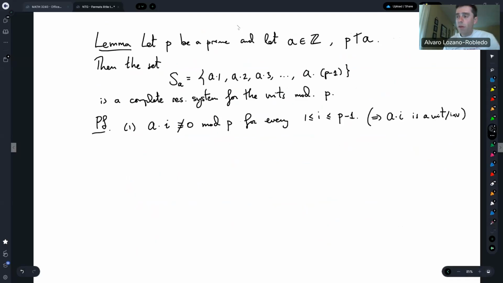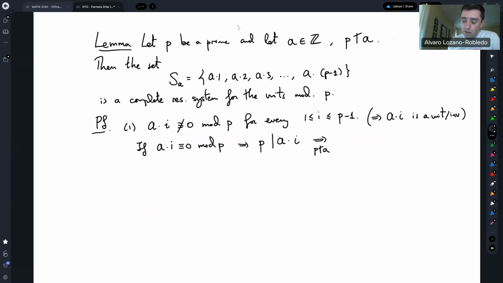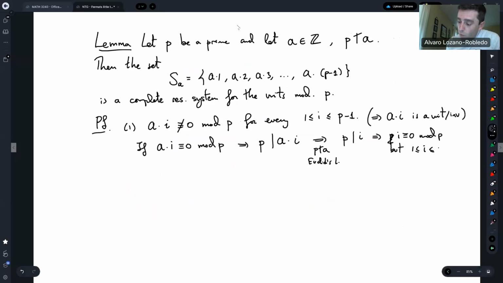It's invertible modulo P. Okay, if A times I was 0 modulo P, that would say that P divides A times I, but P does not divide A. Then by Euclid's lemma, P has to divide I, which means that I is congruent to 0 modulo P, but that is not true because I is between 1 and P minus 1, so that leads to a contradiction. So therefore, this cannot be true. Okay, so we have proved that every A times I is non-zero modulo P.